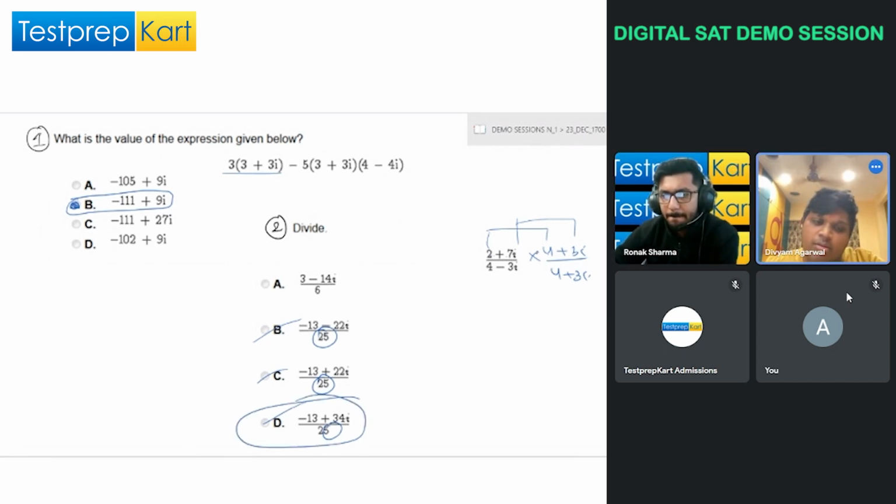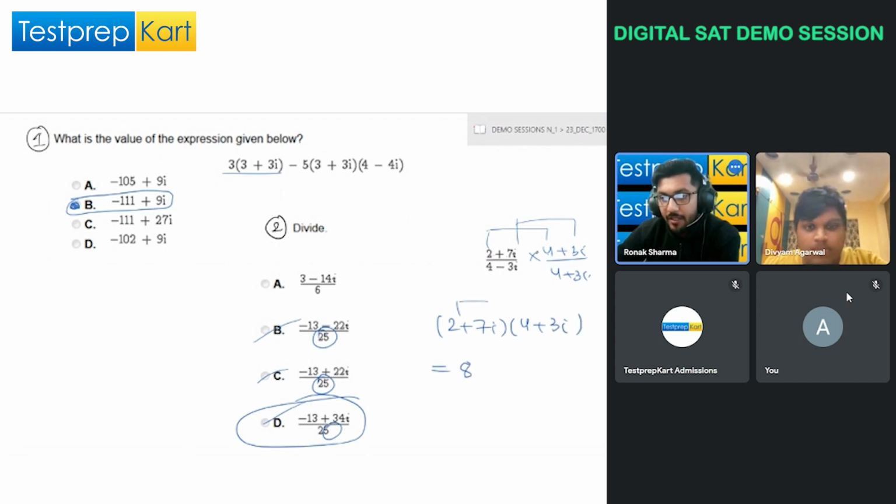See, 2 plus 7 iota and 4 plus 3 iota. Try to understand: 2 into 4, 8, then 2 into 3, 6. Similarly, 7 into 4, 28, but with iota. And finally, 7 into 3, 21, but with iota square. So this will be 6 plus 28, 34 iota, and 21 iota square, so minus 21.